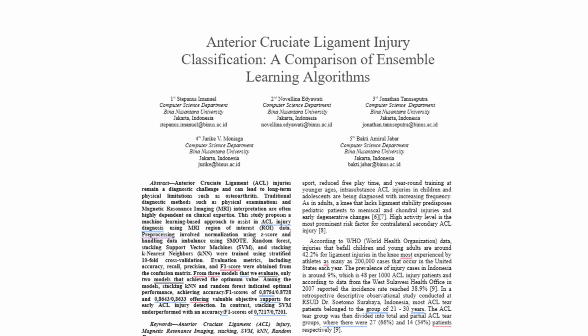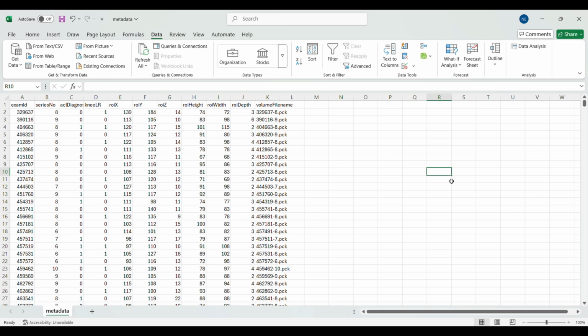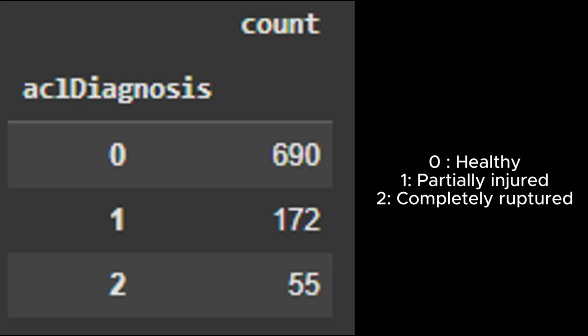To address this issue, we conducted a study using machine learning to classify ACL injuries. Our goal is to provide faster, more objective, and consistent evaluations by comparing three ensemble learning models. We started with almost 1,000 knee MRI scans that are labeled healthy, partially injured, or completely ruptured. But there was a problem: most of the data showed healthy knees.